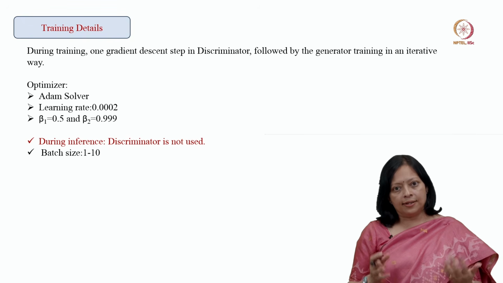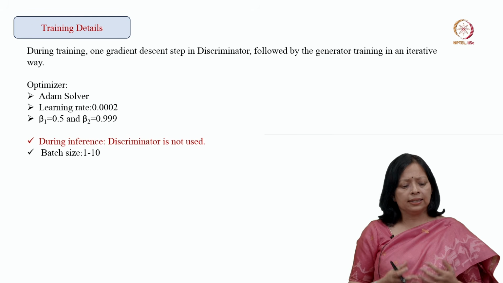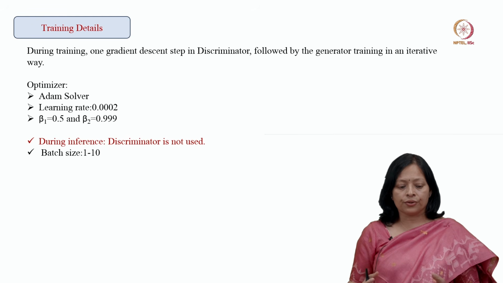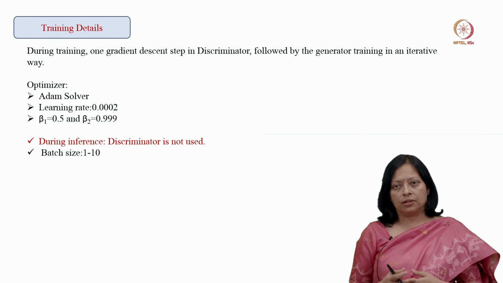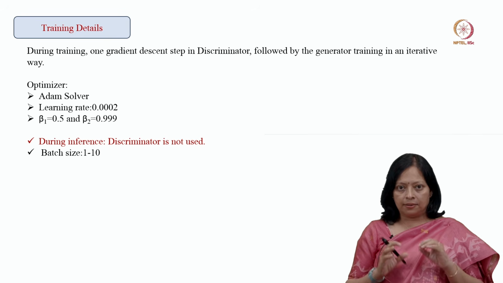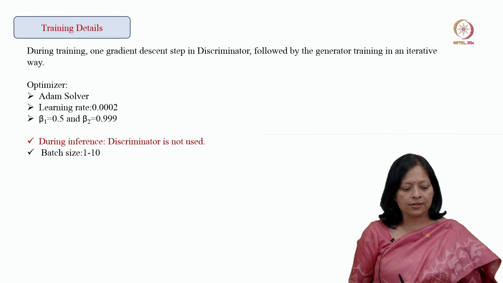The optimizer used in the paper is an Adam solver, and the learning rate is 0.0002 with beta 1 and beta 2 values of 0.5 and 0.999. So, these are the parameters used during the training process.